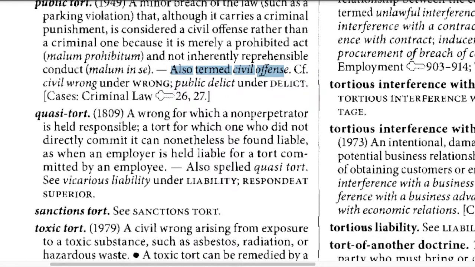Wow. Quasi-tort, 1809. A wrong for which a non-perpetrator is held responsible. A tort for which one who did not directly commit it can nonetheless be found liable, as when an employer is held liable for a tort committed by an employee. Also spelled quasi-tort, without the hyphen. See vicarious liability under liability.